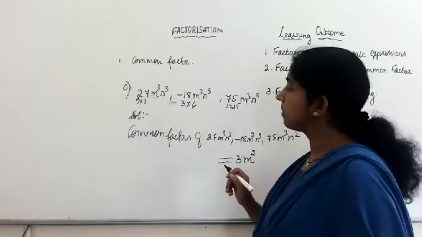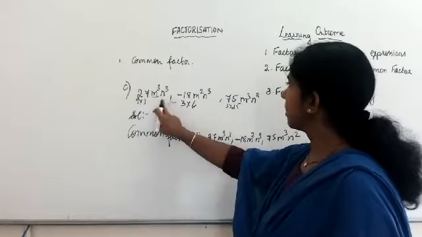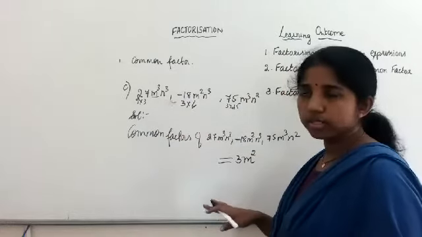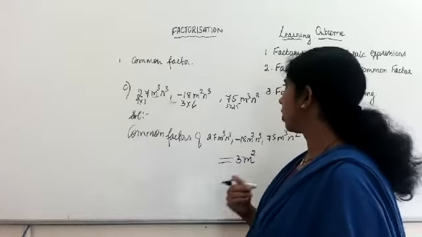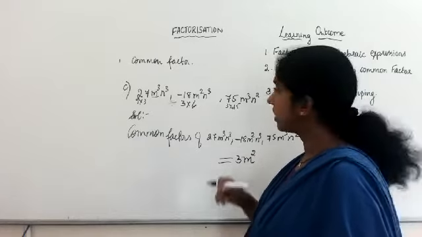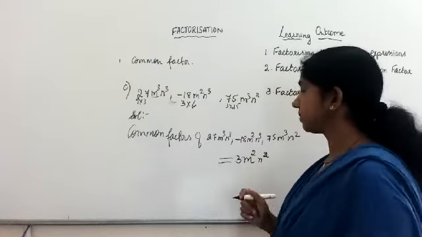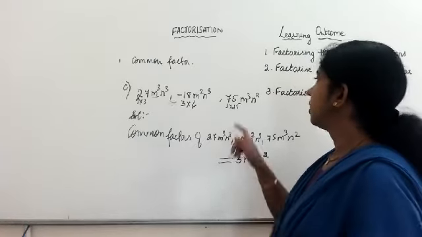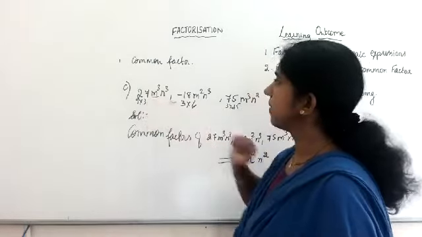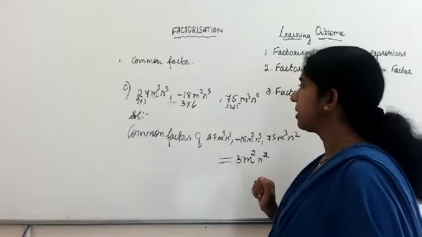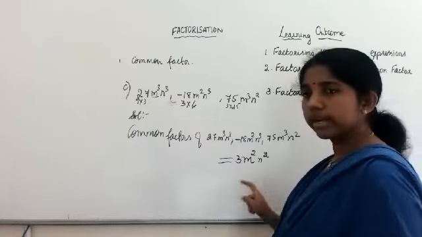Next, which is the other variable found in all the 3 algebraic expressions? n. So in all the 3 algebraic expressions we have n. So what is the least power or degree of that variable n? That is n square. So we can say that the common factor of 27 m cube n cube, minus 18 m square n cube, 75 m cube n square is 3 m square n square.